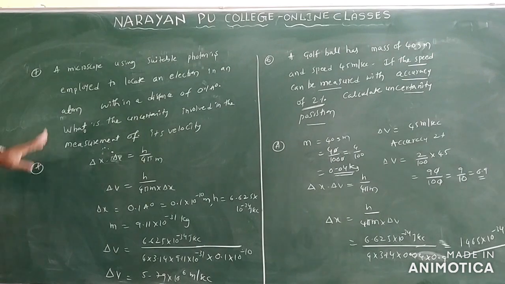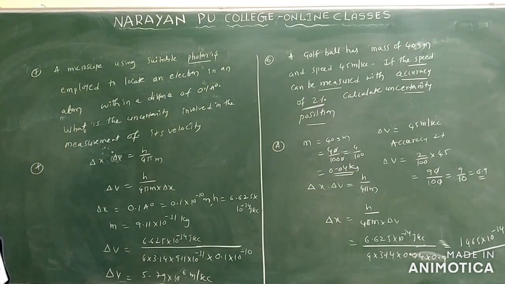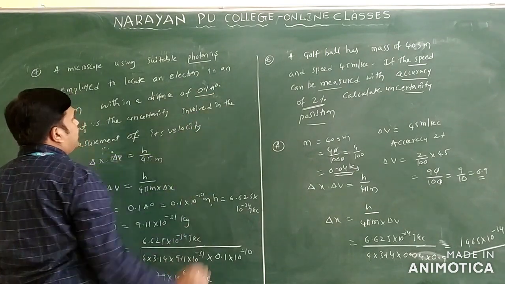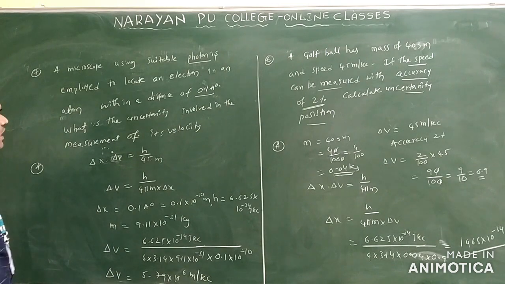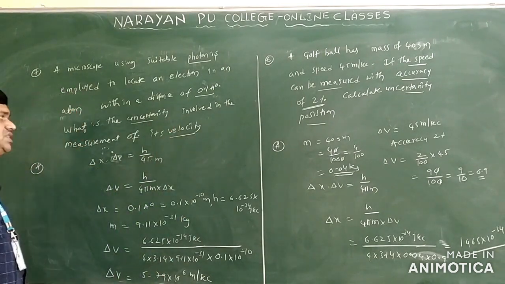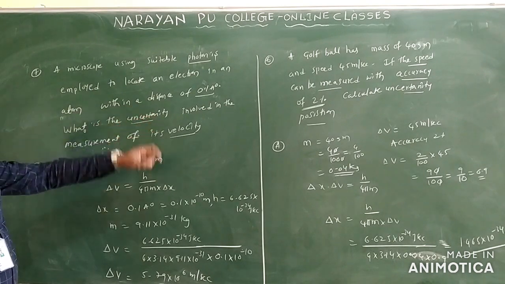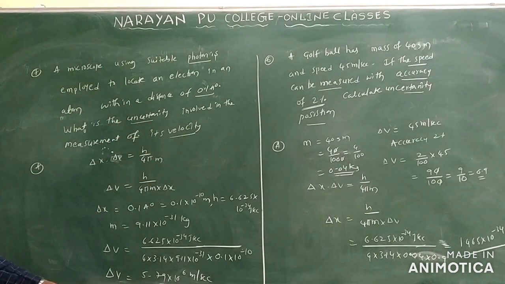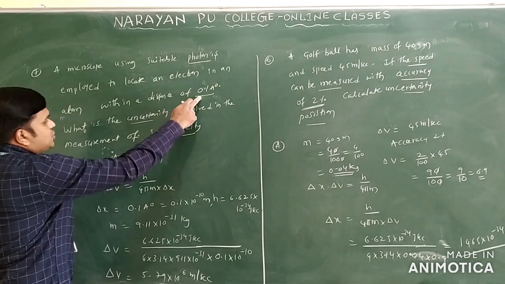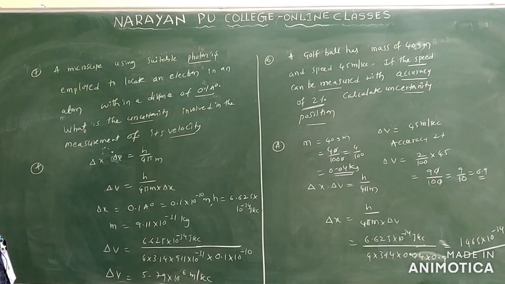See the next question we have. A microscope using a suitable photon is employed to locate an electron in an atom within a distance of 0.1 angstrom units. What is the uncertainty involved in the measurement of its velocity? Means delta v they are asking. So the distance given is 0.1, that is the position. So delta x is equal to 0.1. I will convert it into meter, that is 0.1 into 10 power minus 10 meter.